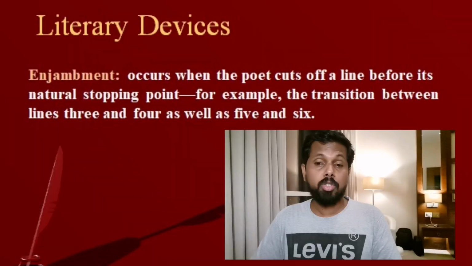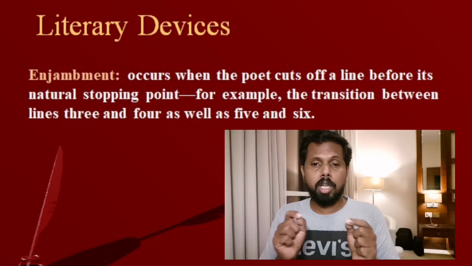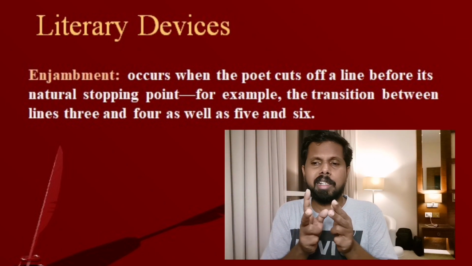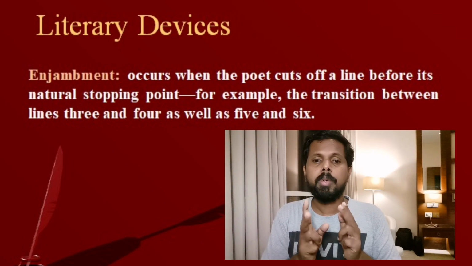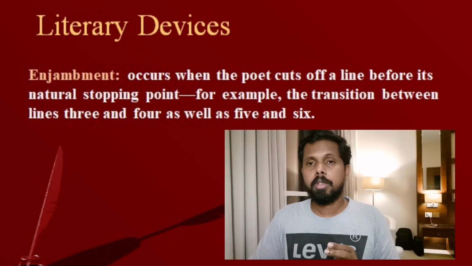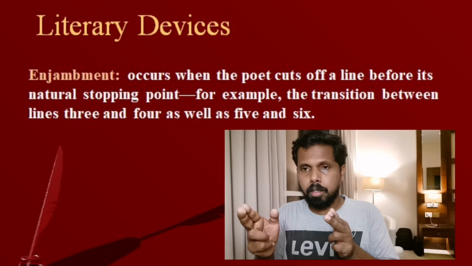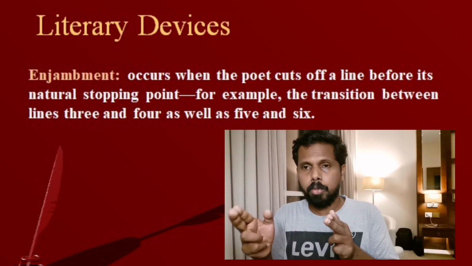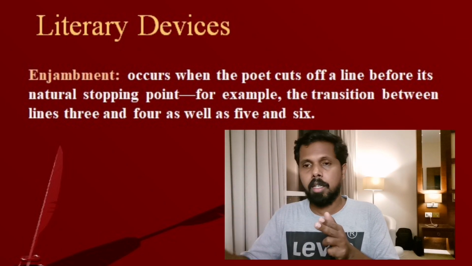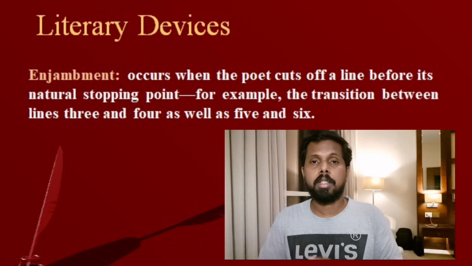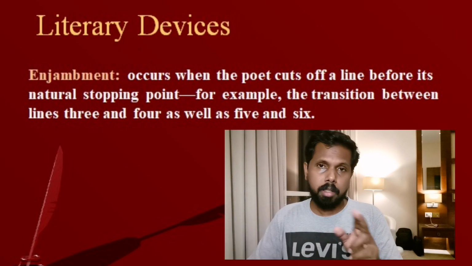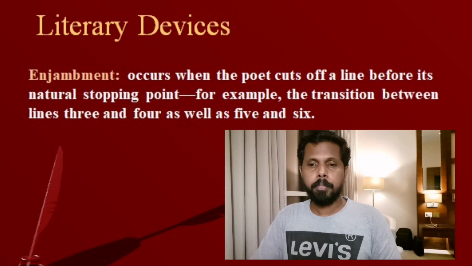And you can also find examples of another poetical device called enjambment. Enjambment occurs when the poet cuts off a line before its natural stopping point. For example, when a line is not completed with a full stop, the poet cuts the line and brings it down to the next line. In that context we have the poetic device enjambment.